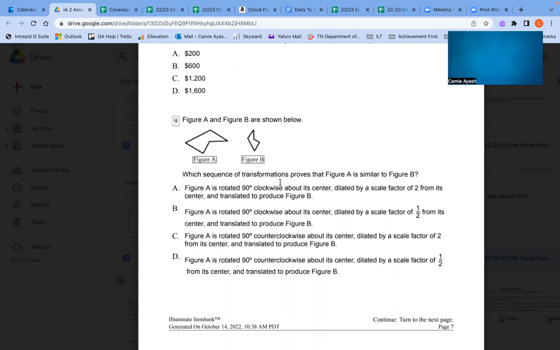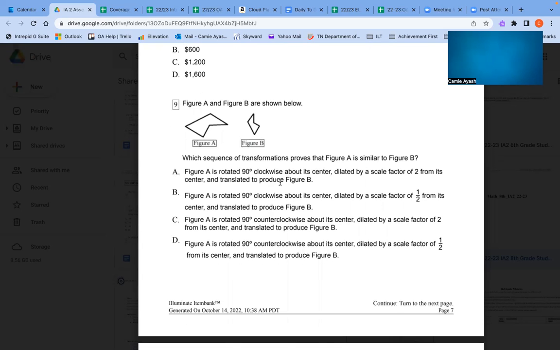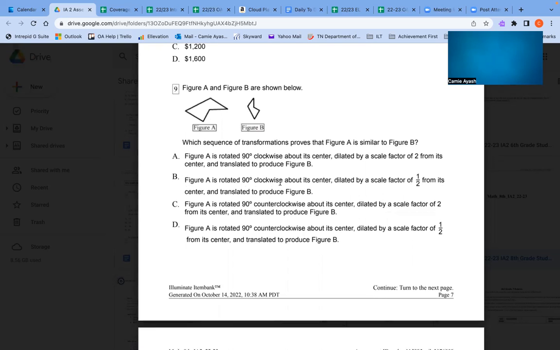Number 9, figure A and figure B are shown below. Which sequence of transformations prove that figure A is similar to figure B? A, figure A is rotated 90 degrees clockwise about its center, dilated by a scale factor of 2 from its center, and translated to produce figure B.